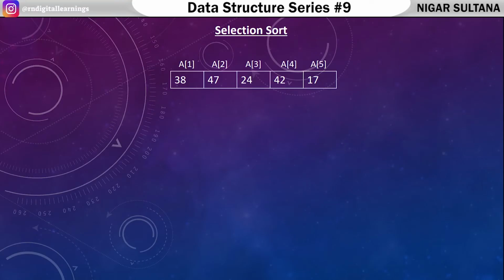Selection sort is a simple sorting algorithm where we take the first element as the smallest one of an array. We start comparing this first element with the rest of the elements. If we get an element smaller than this first element, we take that element to be the smaller one. In this example, we have taken 5 elements, that is 38, 47, 24, 42 and 17.